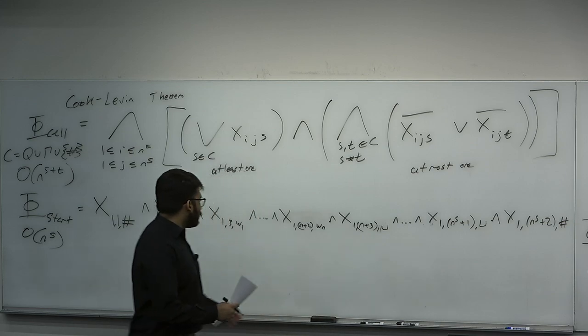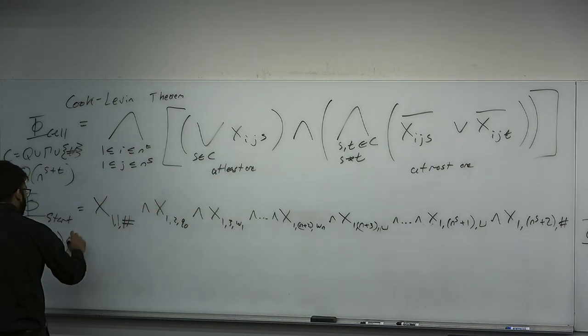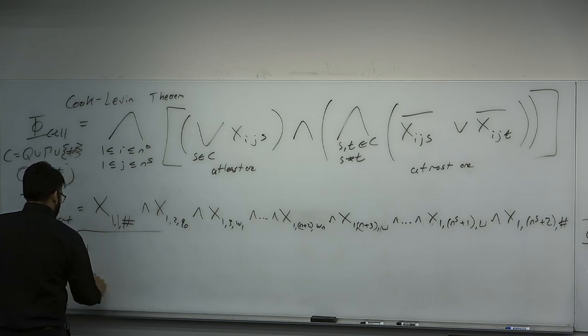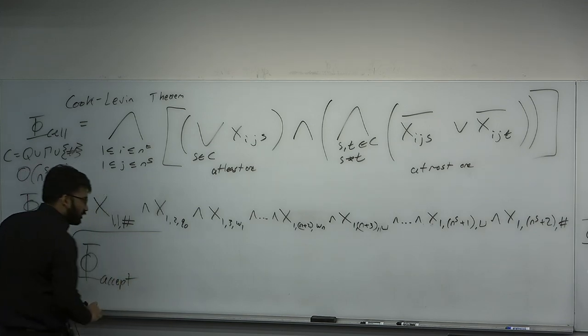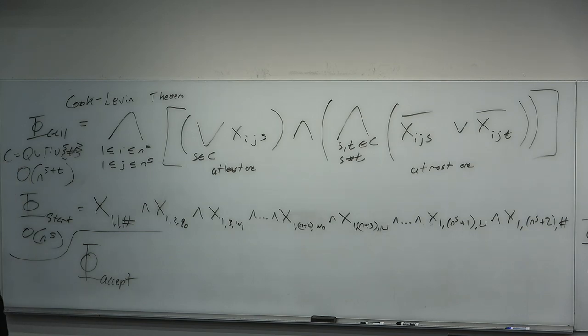Okay? Actually, I can just do phi accept here because it's pretty simple. What's a formula for phi accept? When does a machine accept if we have this table? What is the syntactic property of the table that is true if the machine accepts?